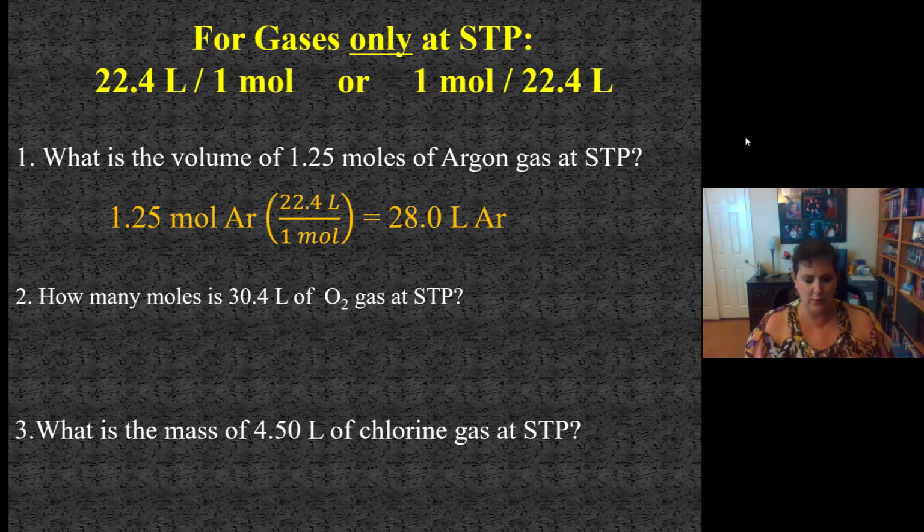Now your calculator, when you do that, 1.25 times 22.4 just shows 28. Why did I add 0.0? Well, I did it because of significant figures, didn't I? I started with 1.25, 3 sig figs. 22.4 is also 3 sig figs, so I need 3 sig figs. So 28.0 is my answer for sig figs.